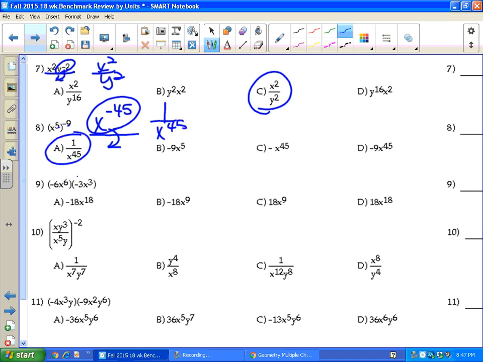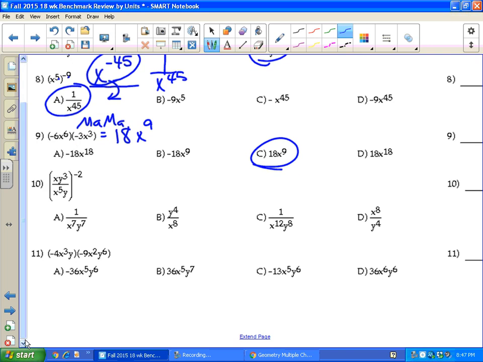Number 9, we're going to remember our mama rule. Multiply those big numbers and add those little exponent numbers. So negative 6 times negative 3 is positive 18. And then x to the third, x to the 6th, add exponents, you get x to the 9th. Oops, sorry, it's not that one, it's C. It's not negative.